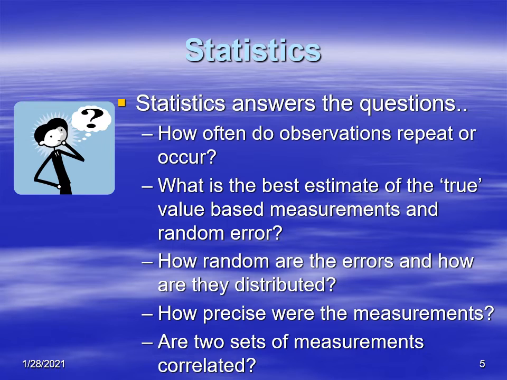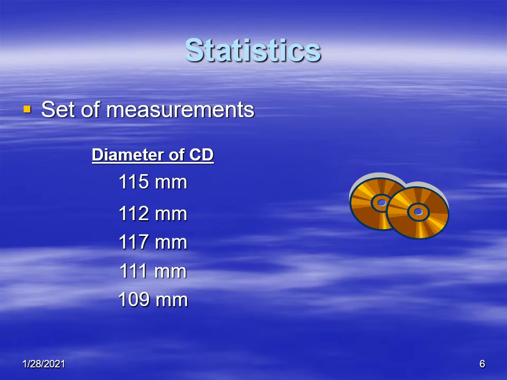It answers a lot of questions, things like how often do certain observations repeat themselves, or what's the best estimate of the true value, what is the accuracy. Also, how is the data distributed randomly? How precise are the measurements? And then also, if you have two different sets of data, are they correlated? Is there a discrepancy or are they similar?